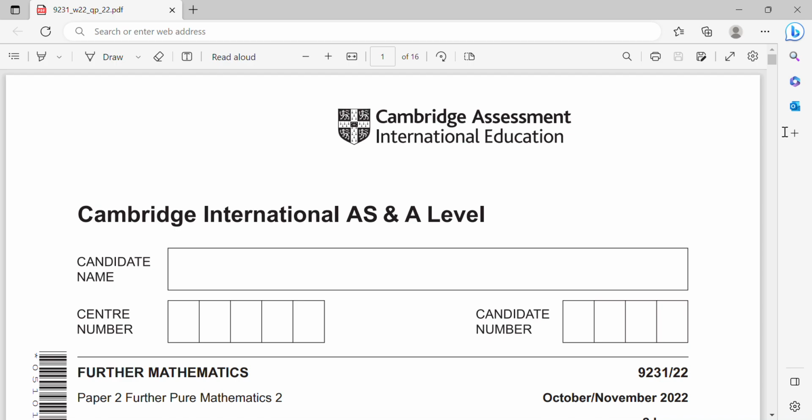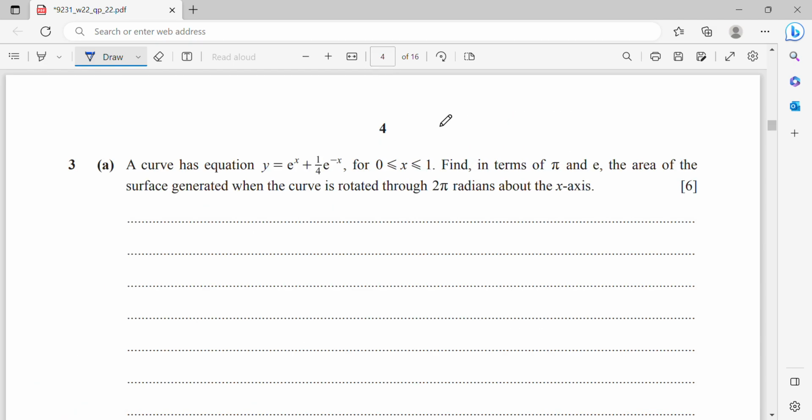This is Cambridge International AS and A-Level Further Mathematics Paper 2 for October-November 2022, and the code is 9231/22. Okay, so in this video I'm going to show you the solution of questions 3 and 4. So let's move on to question 3.